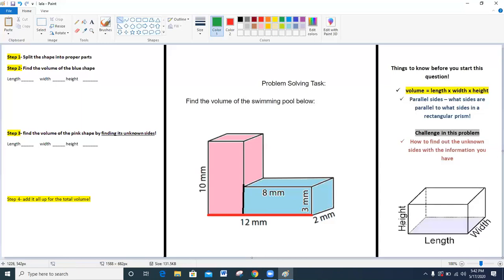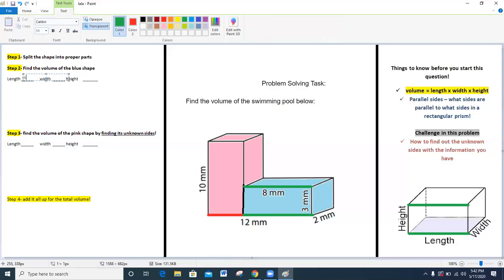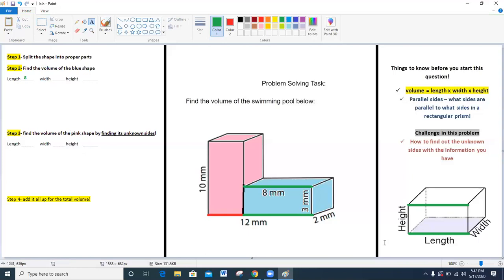So using what I know about parallel sides, I'm going to make my lengths green. Just as a visual, trust me, this is much harder than it looks, and the side is parallel to the side. So my 8 millimeter side right over here is parallel to my 8 millimeters over here, okay? This is parallel to this. So 8 millimeters is what my length is. I wish this would auto bold. There you go.